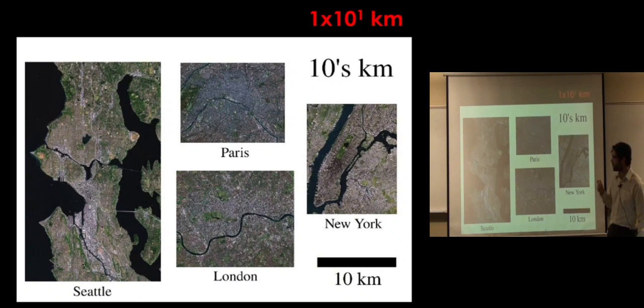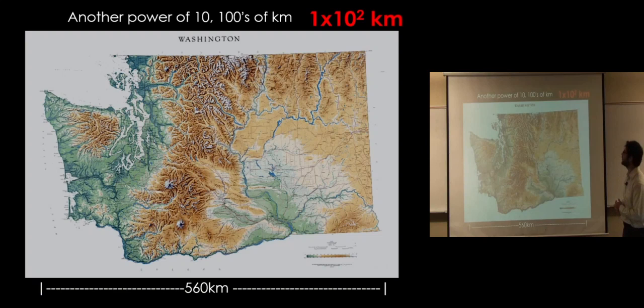Okay. So another factor of 10. Now we've multiplied 1 by 10 twice, 1 times 10 times 10. So that gets us up to hundreds of kilometers. And now we start accessing some geology. So this is Washington State. It's about 560 kilometers across. And now you actually start seeing things like mountain ranges and major rivers. We're not at astronomy yet.